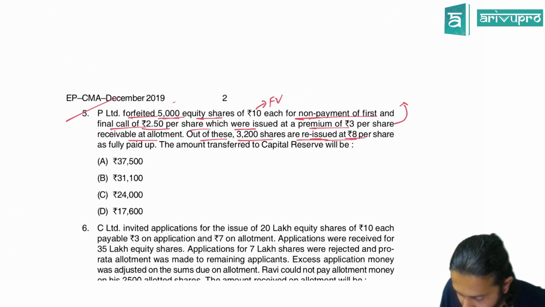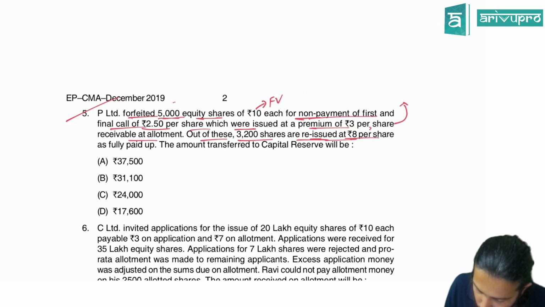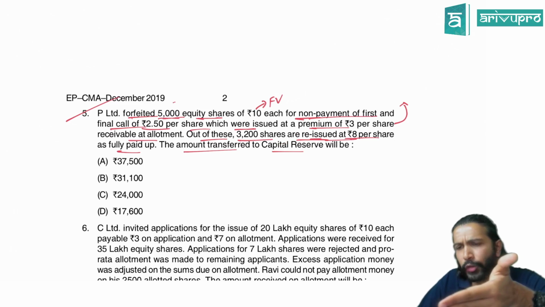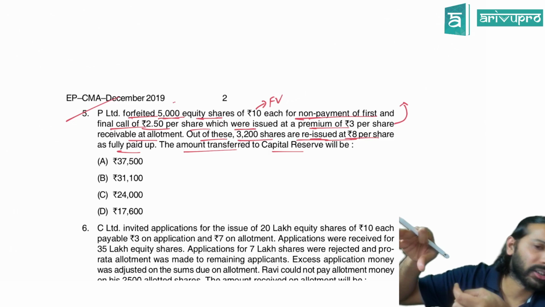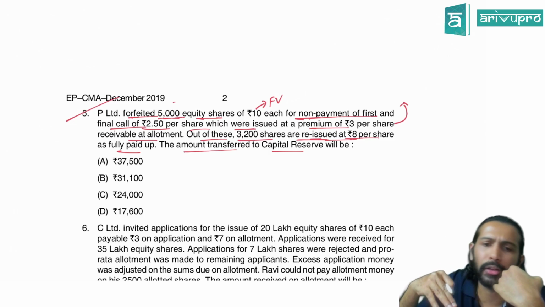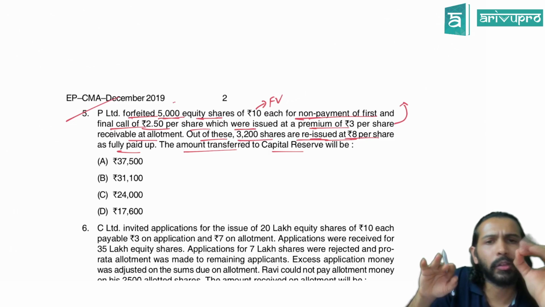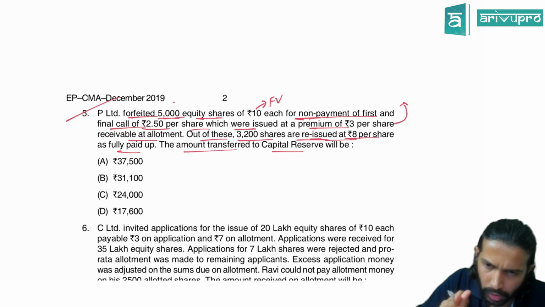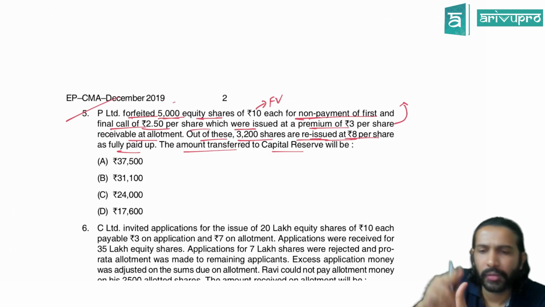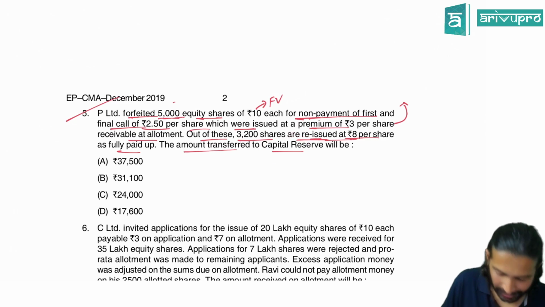And at what price? At 8 rupees per share. Face value of these shares is 10, and they were reissued only at 8 rupees, as fully paid up. The amount transferred to capital reserve will be how much? Forfeiture's simple funda is that the shareholder has paid some money and not paid some. Because he did not pay, the company forfeited his shares. Whatever money the defaulter shareholder paid to the company, we park in a separate account known as share forfeiture account. Once we reissue those forfeited shares, the amount from share forfeiture account will be transferred to capital reserve.